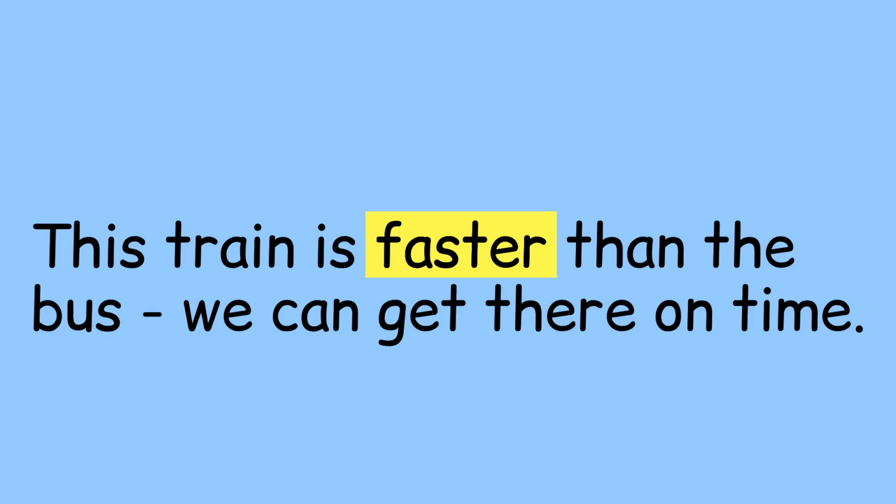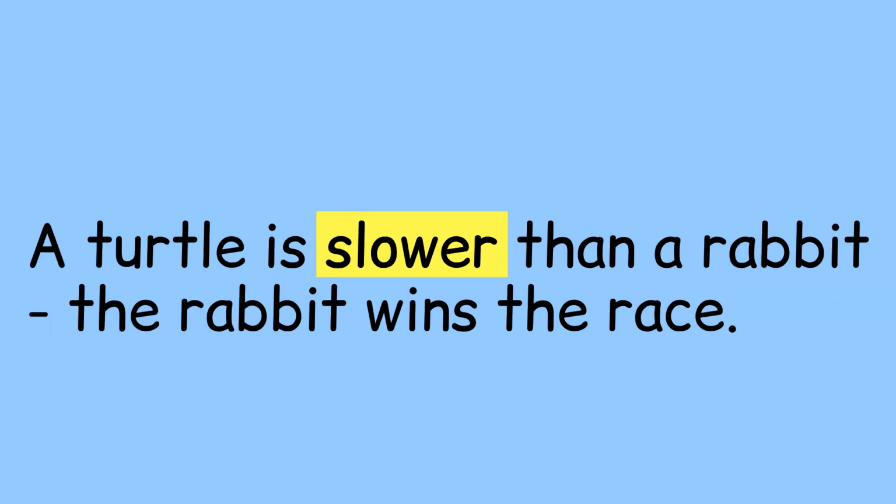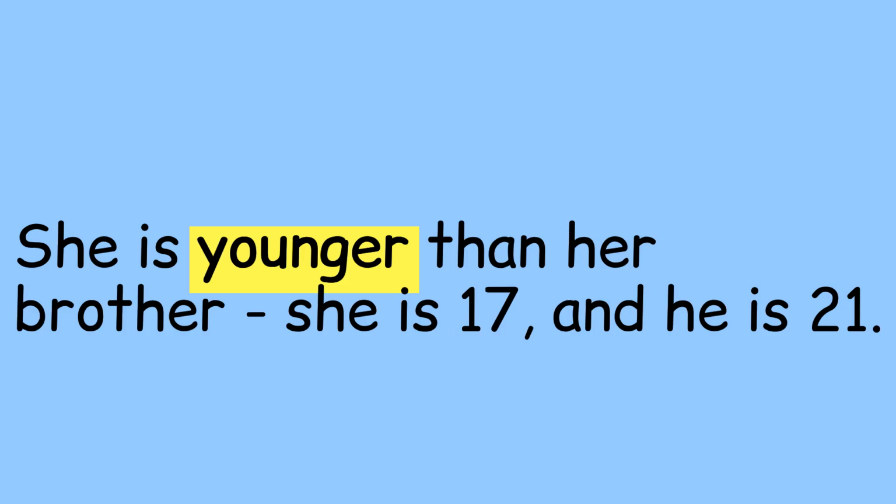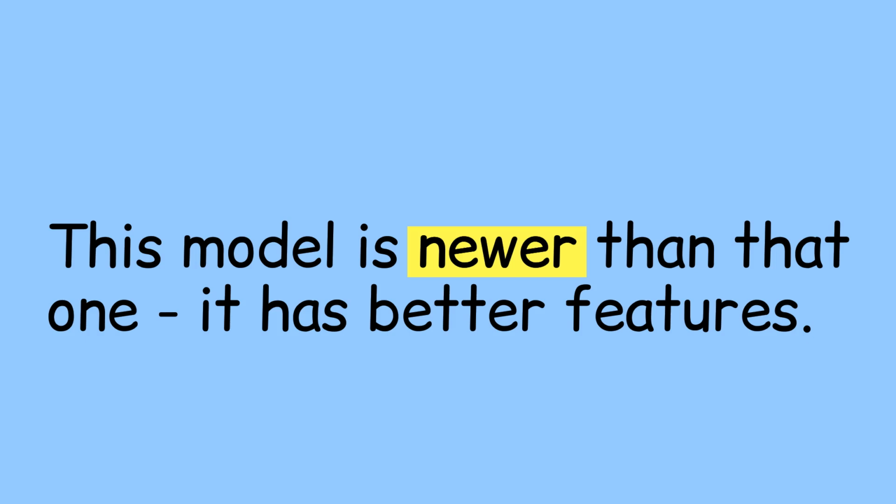This train is faster than the bus. We can get there on time. A turtle is slower than a rabbit. The rabbit wins the race. My brother is older than me. He is 25 and I am 23. She is younger than her brother. She is 17 and he is 21. This model is newer than that one. It has better features.